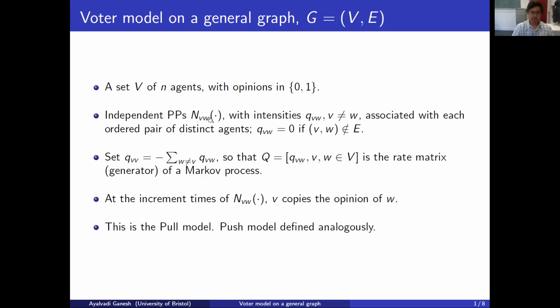So we have these Poisson processes with these intensities q_VW associated with the directed edges of the graph. And the interaction is going to be as follows. Whenever this Poisson clock N_VW rings, meaning whenever there's an increment or a jump in this Poisson process, then V contacts W and copies the opinion of W. Okay, so V makes a phone call to W and copies the opinion of W. So this is the pull model, and we can define the push model the same way.